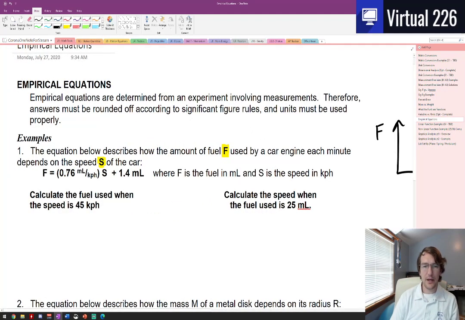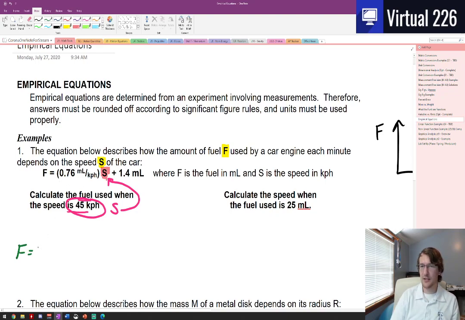So if we're calculating the amount of fuel used when the speed is 45 kilometers per hour, this right here is the speed variable. This is s. And we're just going to substitute it in right here for the variable. We are not going to sub it in for the units here. These are units. We're going to end up canceling things out in a second. This 45 kilometers per hour is a speed. It is this variable s. So to do this, we're looking for fuel, so f equals, and then we've got the rest of this here.